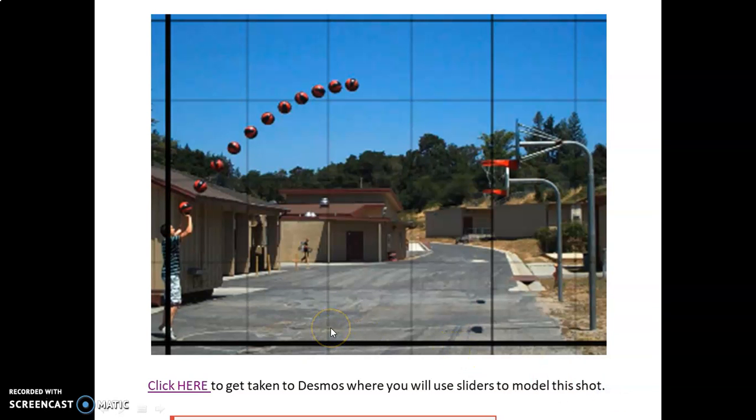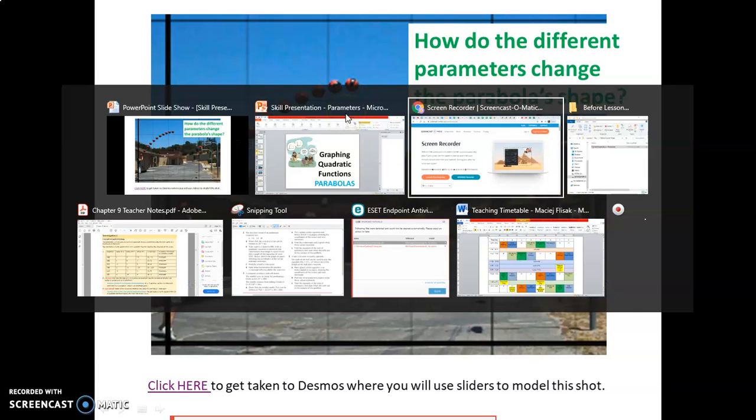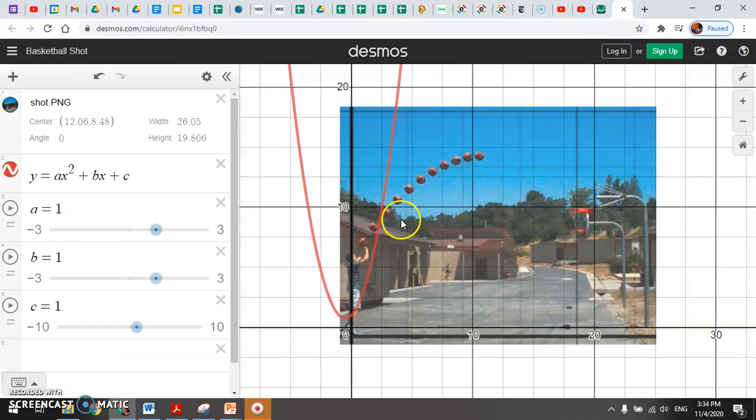We've talked about parabolas already. We've looked at them as shapes that we can manipulate to create models for real life things. So let's go back to the basketball shot, because again, our question is, how do the different parameters, a, b, and c, change the parabola's shape? So let's go to this basketball shot and take a look. Here is our basketball shot. Here is our standard form parabola.